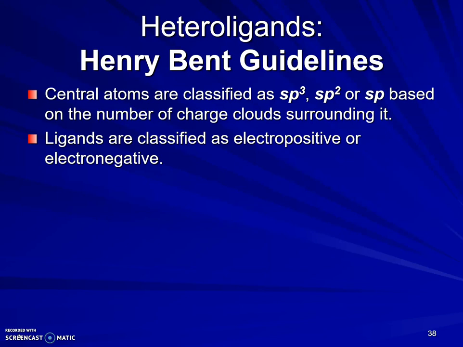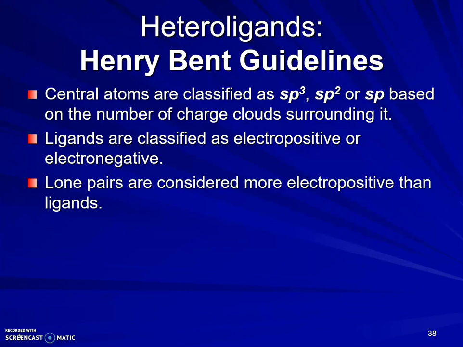So ligands are going to be classified by how electronegative they are. And we know electronegativity from general chemistry. Fluorine is the most electronegative atom on the table, and then oxygen and nitrogen and chlorine and so on. And so the first atom in the ligand is going to be the primary determiner of that case. But again, like I said, we're comparing those to lone pairs as well.